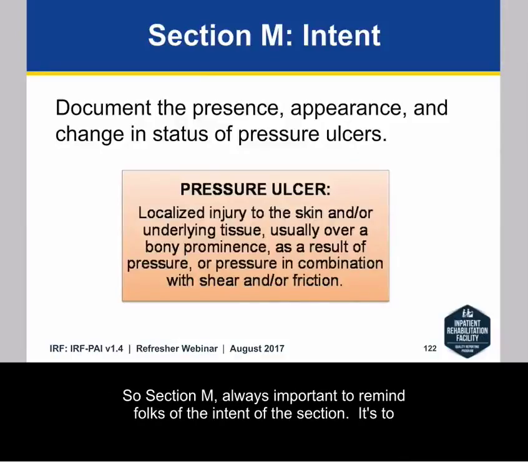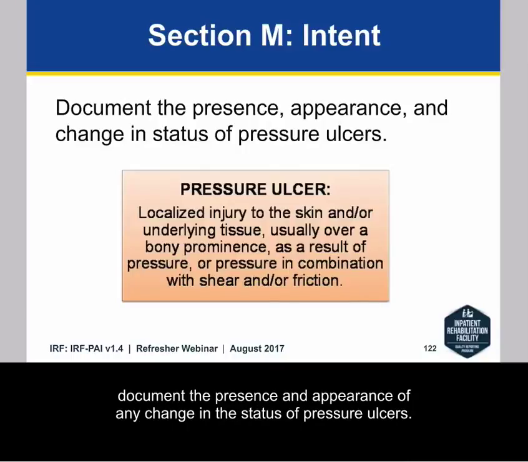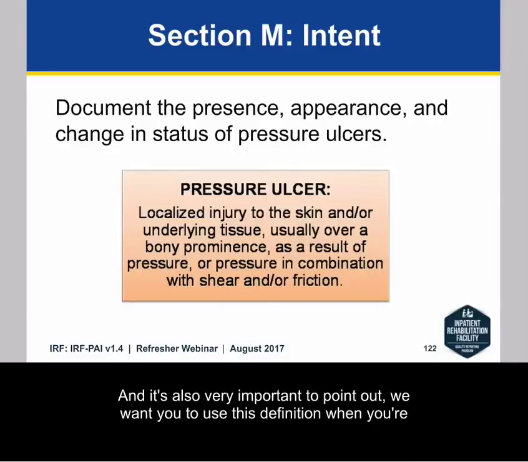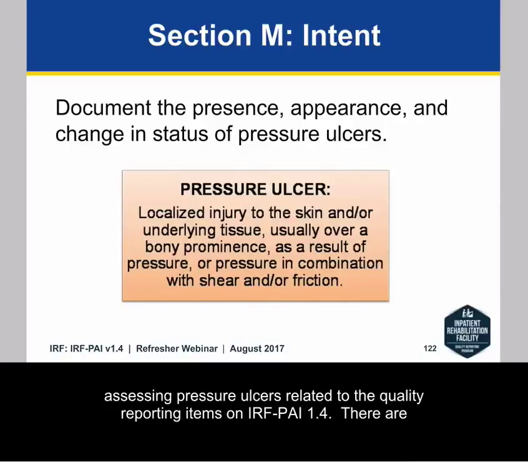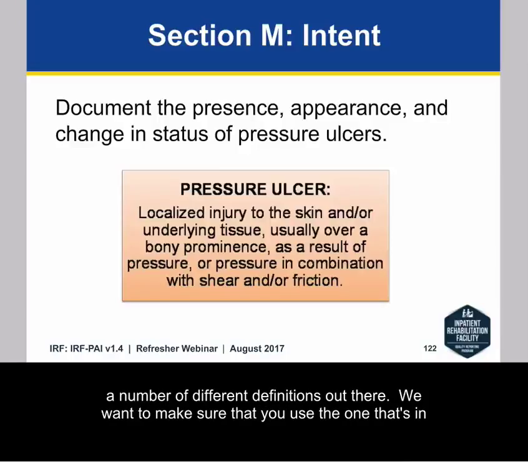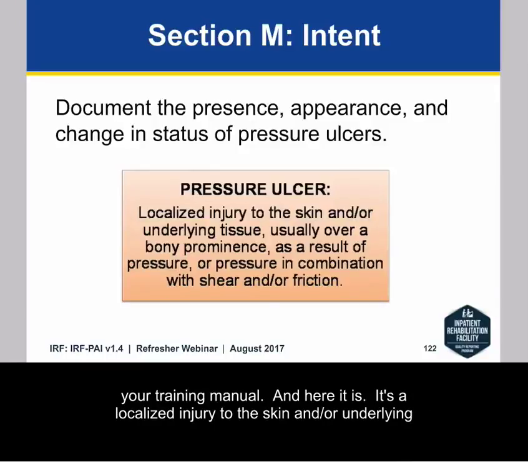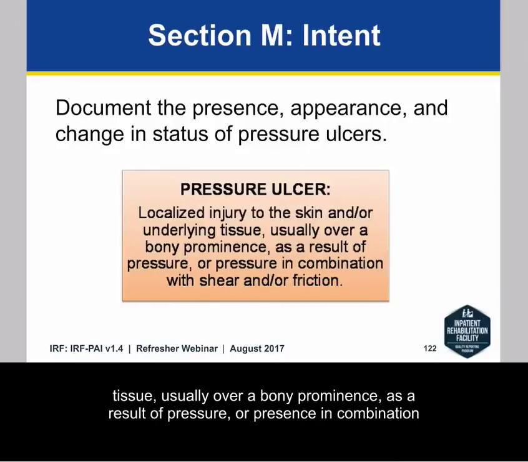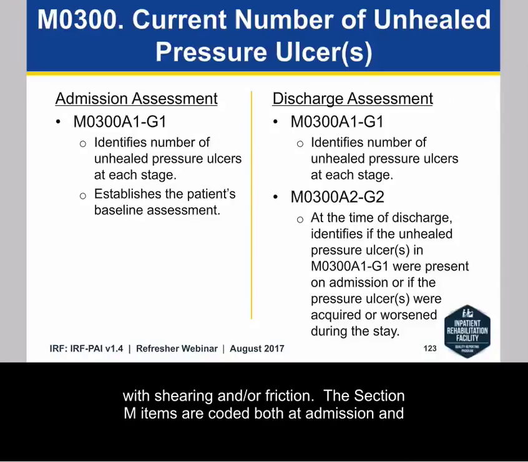So, Section M, always important to remind folks of the intent of the section. It's to document the presence and appearance of any change in the status of pressure ulcers. And it's also very important to point out, we want you to use this definition when you're assessing pressure ulcers related to the quality reporting items on the IRF-PAI 1.4. There are a number of different definitions out there, and we want to make sure that you use the one that's in your training manual. And here it is. It is a localized injury to the skin and/or underlying tissue, usually over a bony prominence, as a result of pressure or pressure in combination with shearing and/or friction.